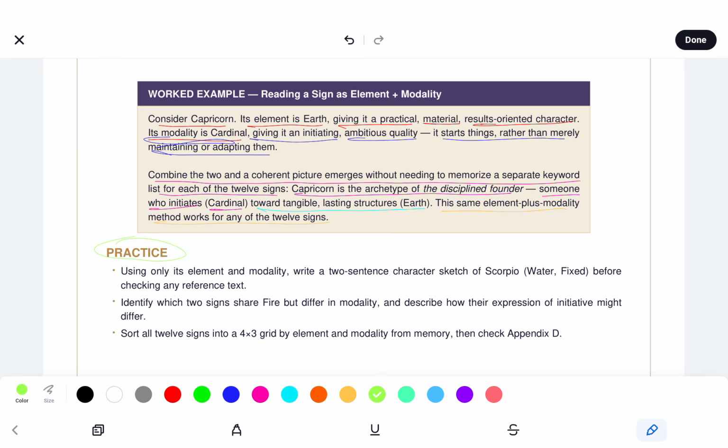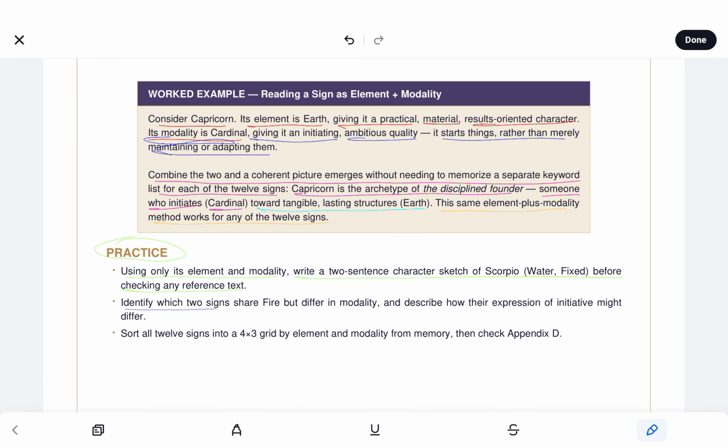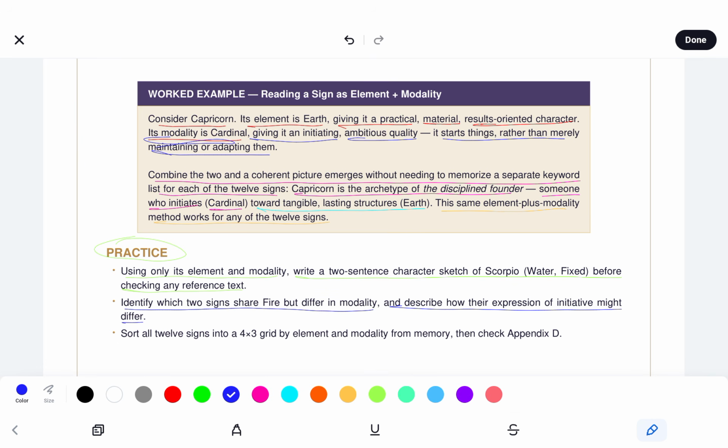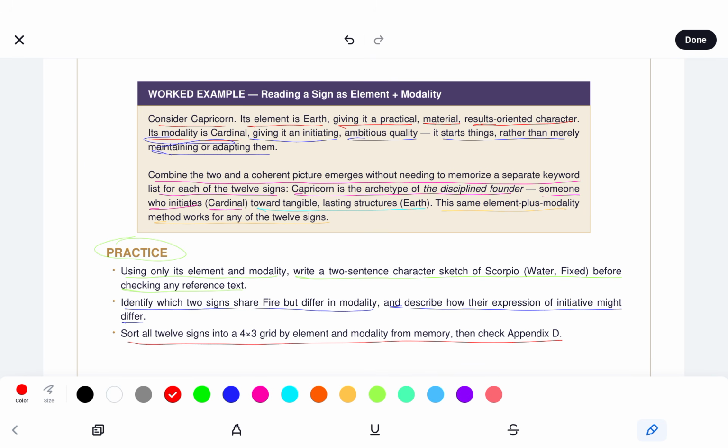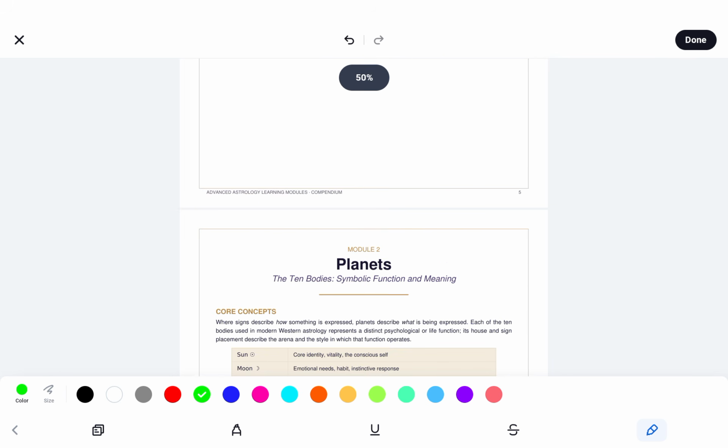And in practice, using only its element and modality, write a 2-sentence character sketch of Scorpio, water fixed, before checking any reference text. Identify which 2 signs share fire but differ in modality and describe how their expression of initiative might differ. Sort all 12 signs into a 4x3 grid by element and modality from memory, then come back to this video and check Appendix D.